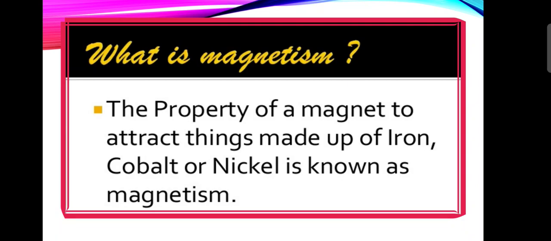Children, a magnet has the property to attract things made up of iron, cobalt or nickel towards itself. And this property of a magnet is called magnetism.